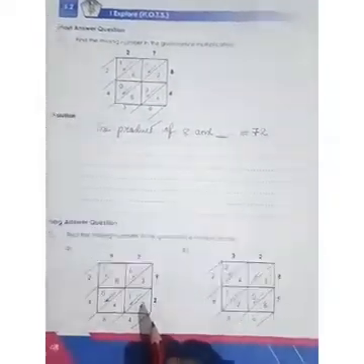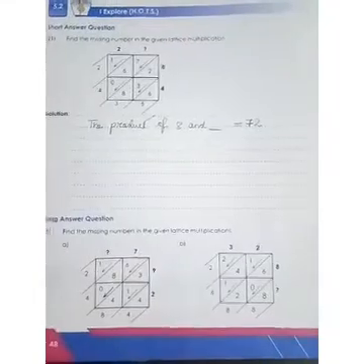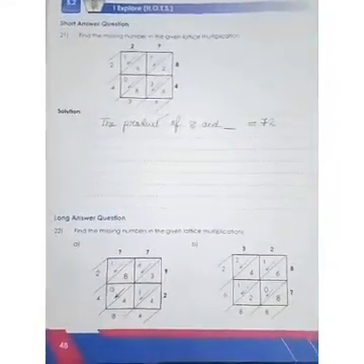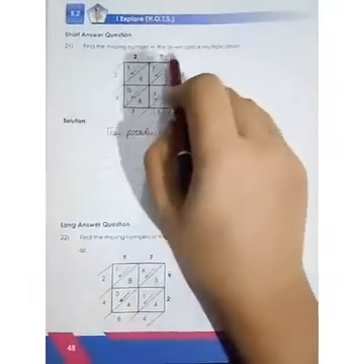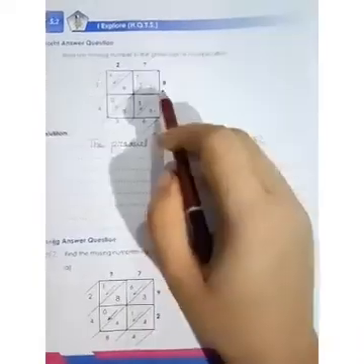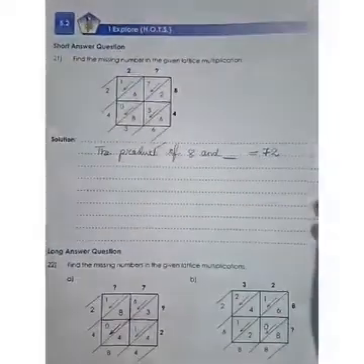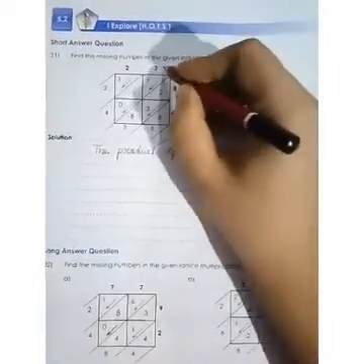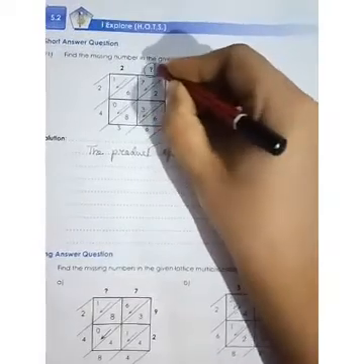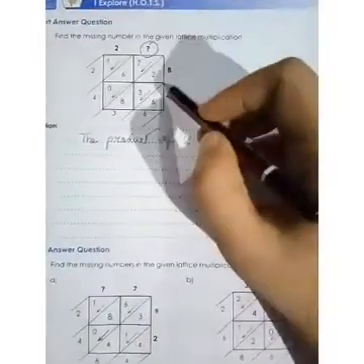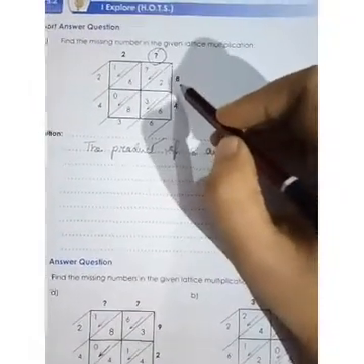Children, we are going to do the workbook page numbers 48, 49, 50, 51. So four pages we are going to do here. Find the missing number in the given lattice multiplication. The lattice is given, the multiplication is also done, but we have to find the missing number. The missing number is here, where the question mark is given. Let us find out how to do that and what the answer is.